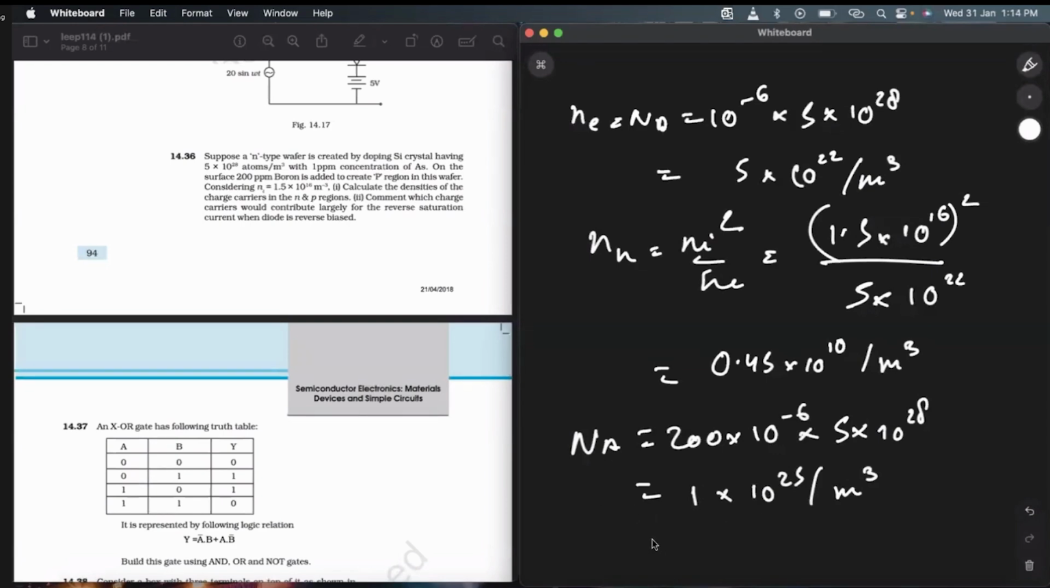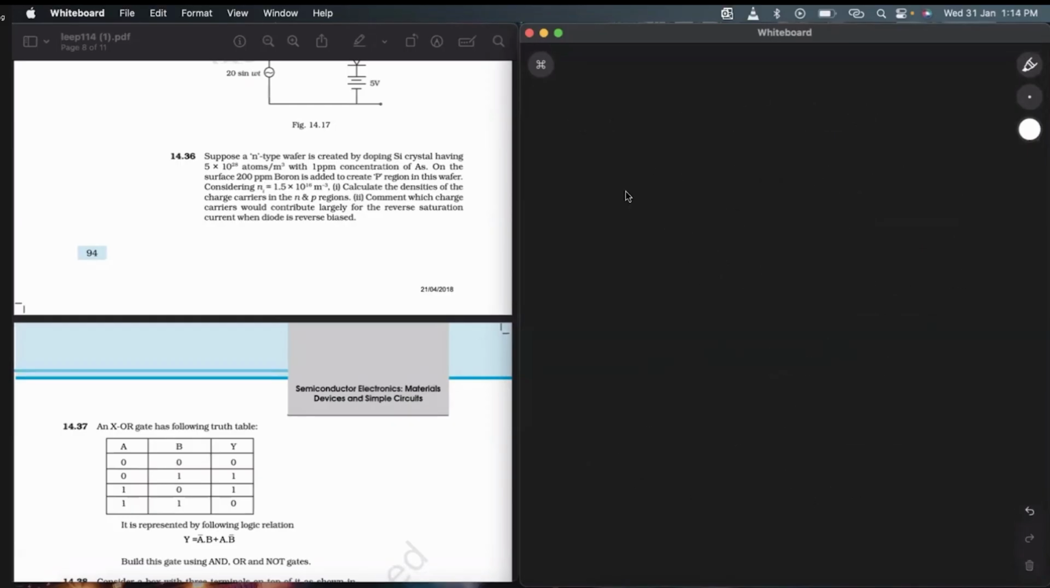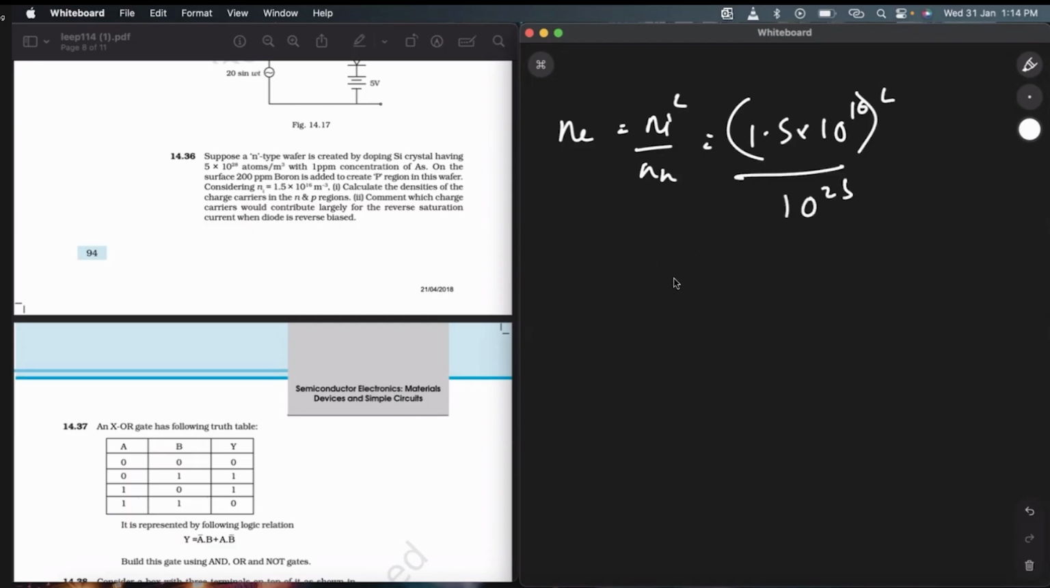And now in the p-type, minority carriers will be what? Electrons. So number of electrons is ni square upon n holes. So it is 1.5 into 10 raised to the power of 16 the whole square divided by 1 into 10 raised to the power of 25. So I'll just write it down. So 15 to 25. Okay, so 25 to 32. So 2.25 into 10 raised to the power of 7 per meter cube.